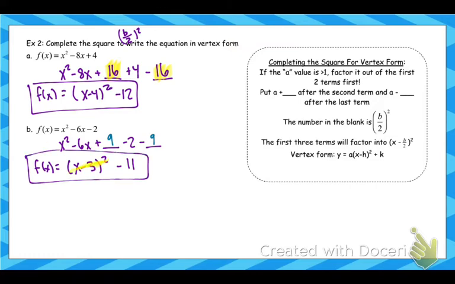What you'll notice about this binomial, and how it relates to this trinomial, is that this number is always half of that middle number, and the sign is going to be the same. So that's the way it'll always factor.